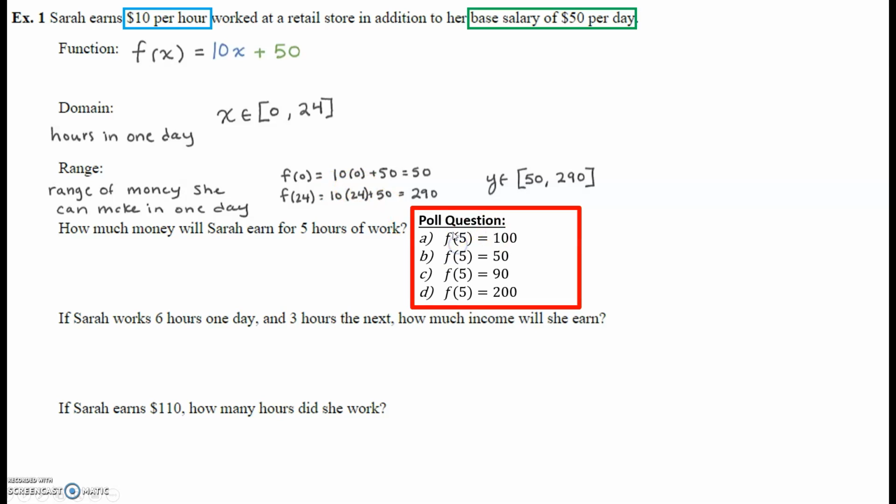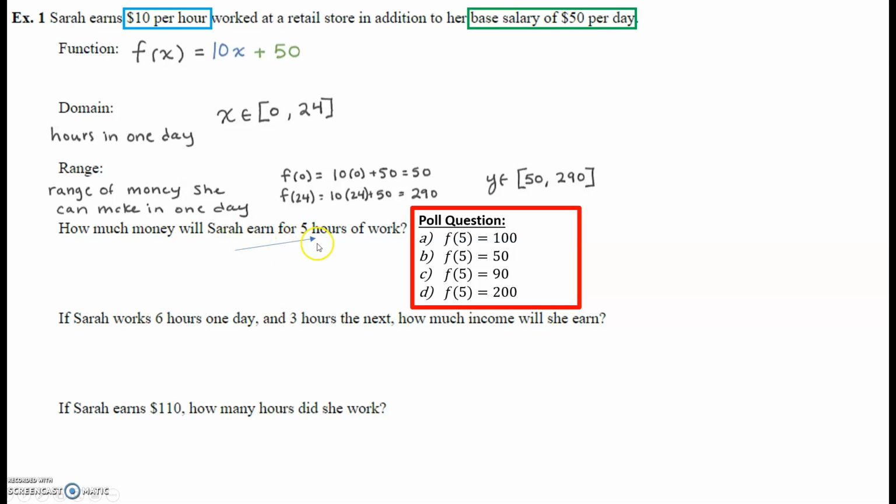If we were live, I had a poll question for you. Obviously, we're not going to be live today. So how much money will Sarah earn for 5 hours of work? If I were in class right now, we would be pausing and you would be solving this on your own. So go ahead and pause the video, try this, and then check your answer.